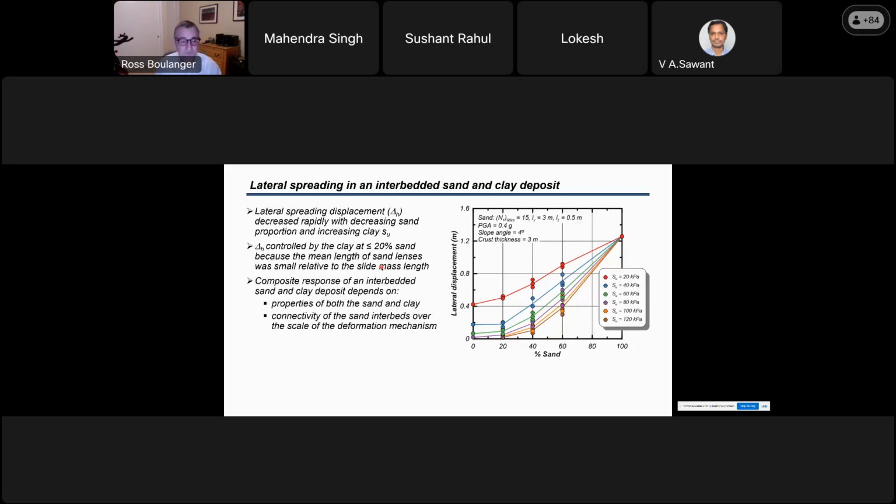relative to the structure. And it just illustrates again that the composite response of these deposits depends on the properties of both the sand and the clay and the connectivity of the sand interbeds over the scale of the structure you're analyzing. And that again is where geologic models can help inform your judgment as to how large those features might be.